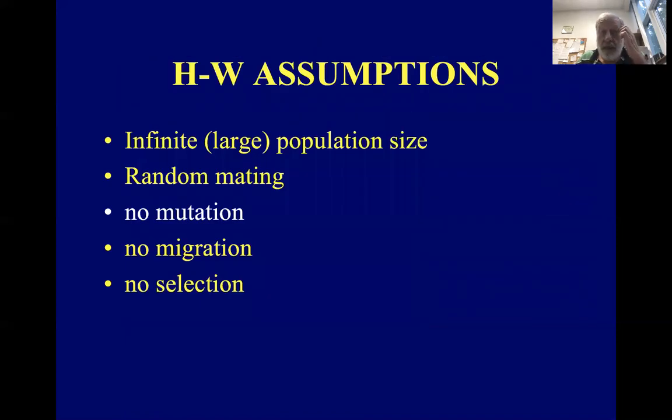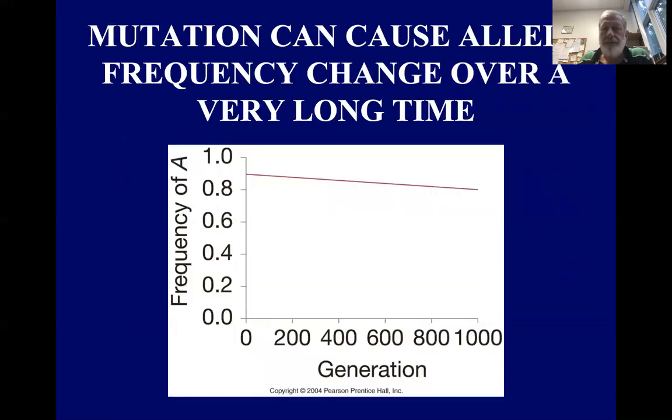So that's all I've got concerning random mating. Let's talk about what mutations can do. So mutation rates are usually too low to change allele frequencies appreciably. So here we see it takes 1,000 generations for the mutation rate to change allele frequencies from 0.9 to 0.8.